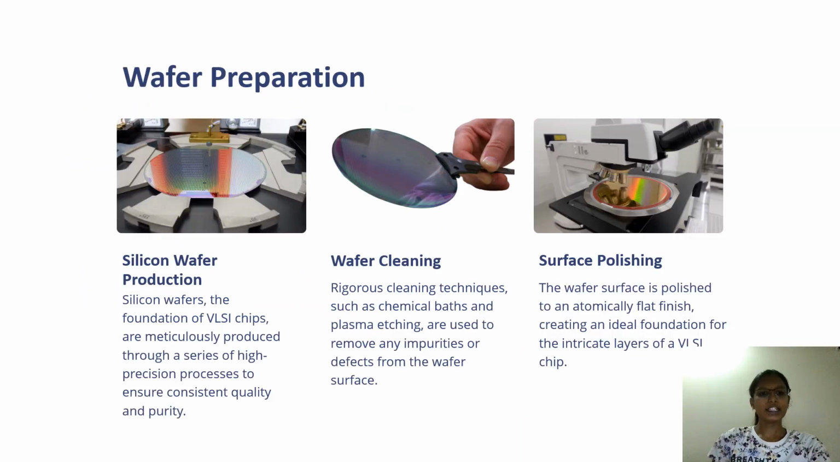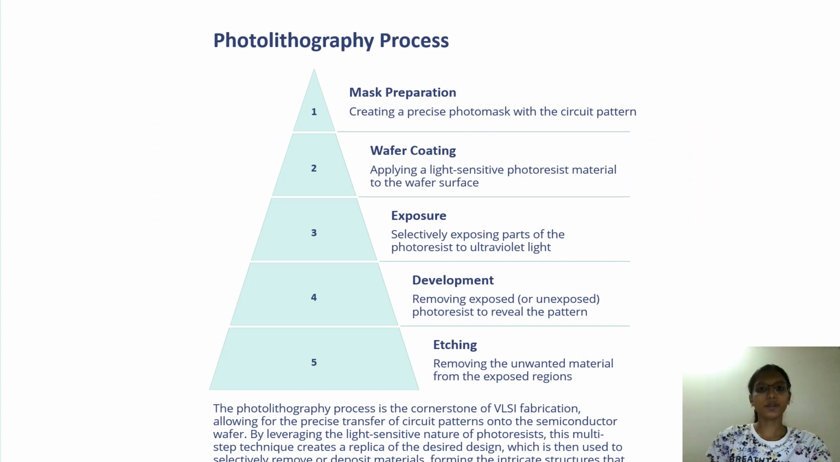So wafer preparation, silicon wafer production. Silicon wafers, the foundation of VLSI chips, are meticulously produced through a series of precision processes to ensure consistent quality and purity. Wafer cleaning: rigorous cleaning techniques such as chemical baths and plasma etching are used to remove any impurities or defects from the wafer surface. Then we have surface polishing. The wafer surface is polished to an atomically flat finish, creating an ideal foundation for the intricate layers of a VLSI chip.